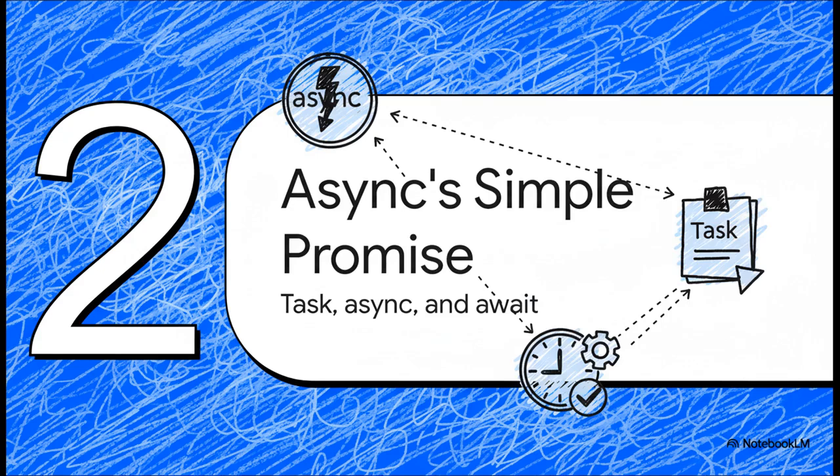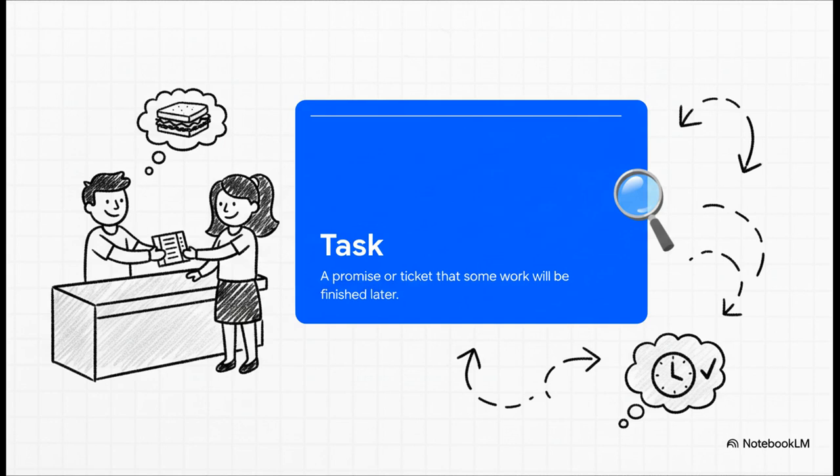So how do we actually get to that awesome responsive world? Well, C# gives us a really simple promise, and it's built on 3 key ideas that all work together. Let's break them down one by one. First up, we have the task. Now, I want you to think of a task like getting a ticket at a deli. You don't just stand there at the counter staring at the guy making your sandwich, blocking the entire line, right? No. You take your ticket, that's your promise that you'll get your food later, and you can go check your phone or whatever. In our code, the task is that ticket.